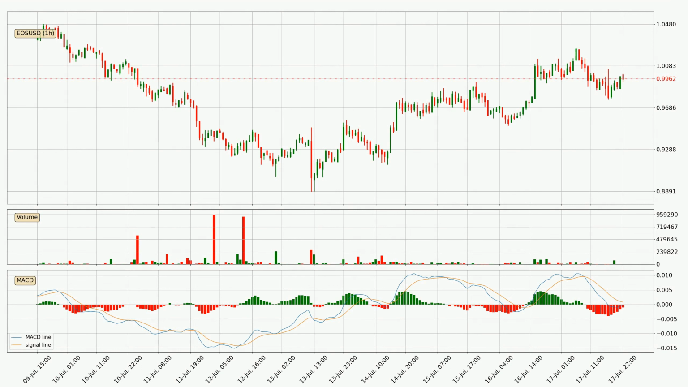However, the MACD histogram shows that the momentum is currently shifting to the upside, and it could be expected that the price will consolidate for some time, and you should wait to see if the MACD line will cross the signal line, which will be bullish.